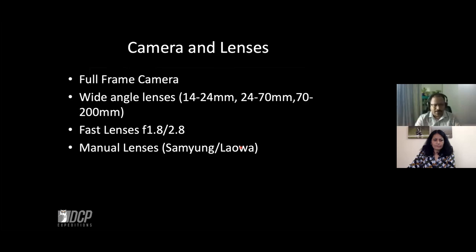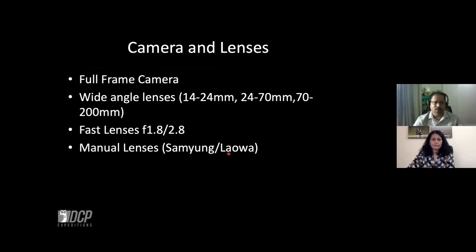But then you have some brands like Samyang or Laowa. They come out with some amazing faster lenses, but they all are manual lenses. And believe me, guys, manual lenses, I shoot everything in manual in terms of landscape photography. I don't use my autofocus. Okay, and how? I'll just quickly take you through.